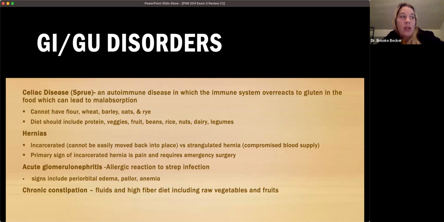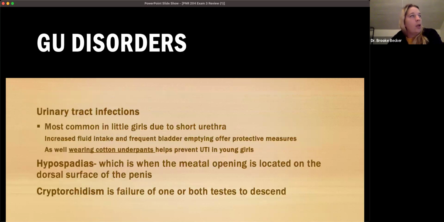Chronic constipation, so fluids and high fiber, including both raw fruits and veggies in that diet. Okay. To manage chronic constipation, kids may also need to be on Miralax or something like that to help them poop, but ideally not doing laxatives every day. And Miralax is not a laxative, just so you know. It just pulls the fluid into the intestines. Okay.